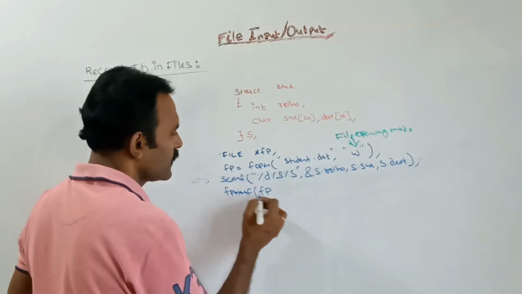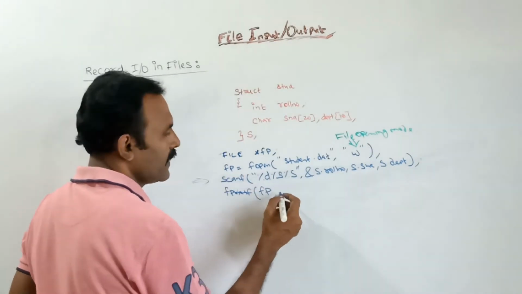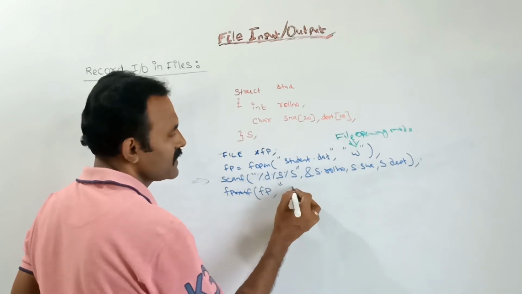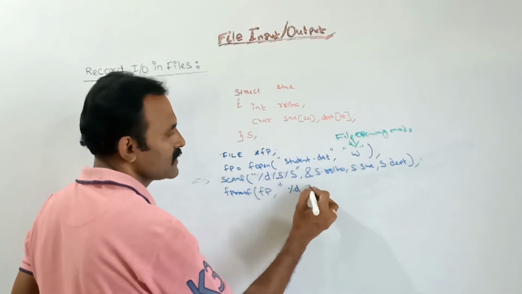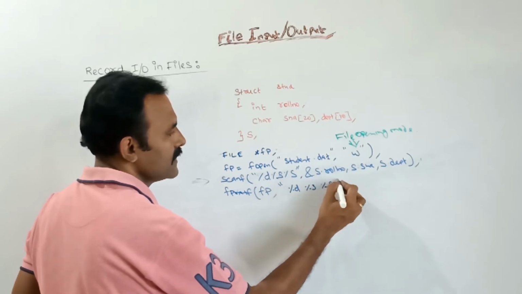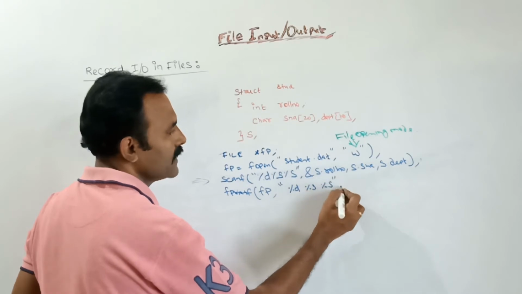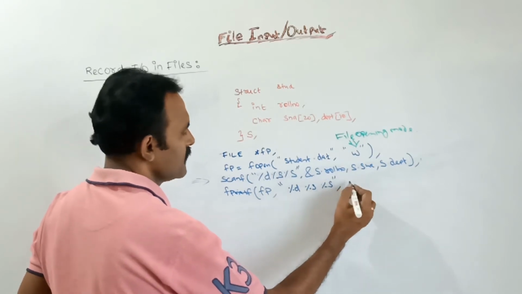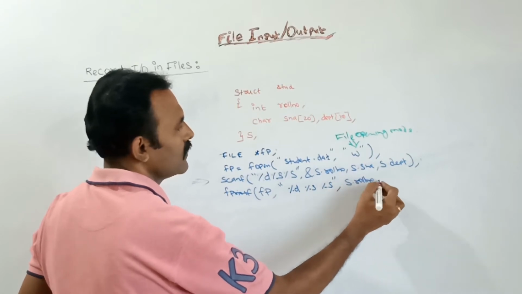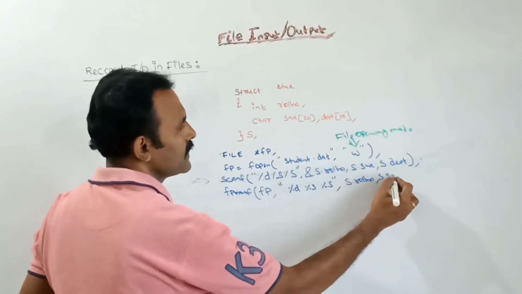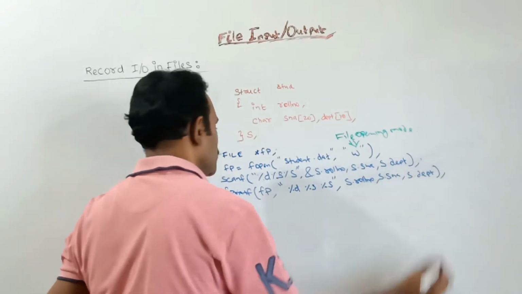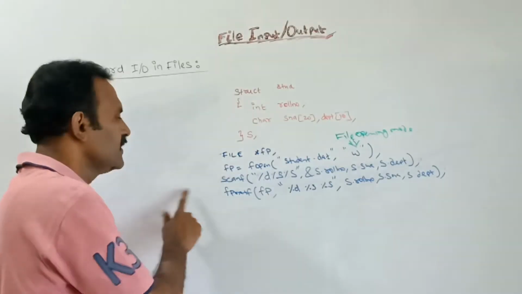See here, fprintf. Next, this file pointer. After that you should mention the format specifier. In the format specifier, %d, leave one space, %s, leave one space, %s. Next, the variable names. What are the variables here? s.rollno, next s.sname, next s.dept. So with the help of this fprintf we can write.